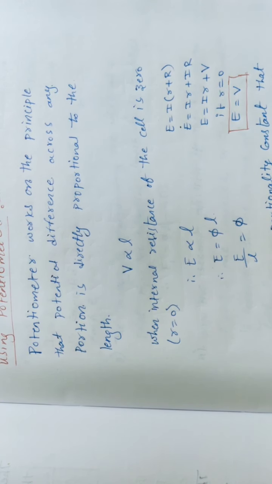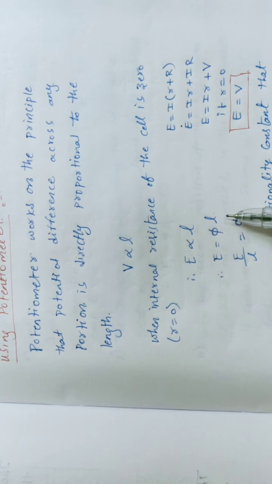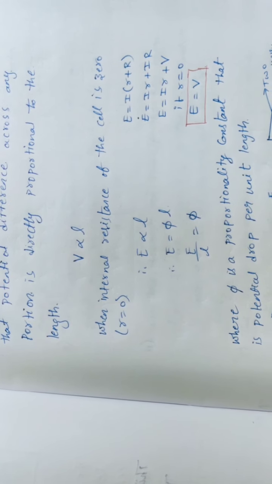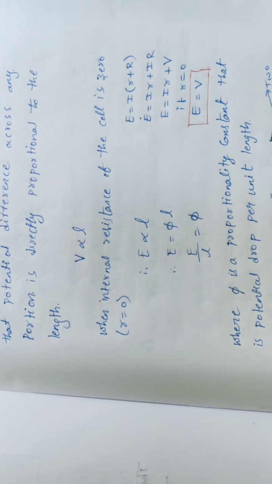In notation, capital E is equal to phi into L, so E by L is equal to phi. That phi is a proportionality constant, and this proportionality constant is what we call the potential drop per unit length.